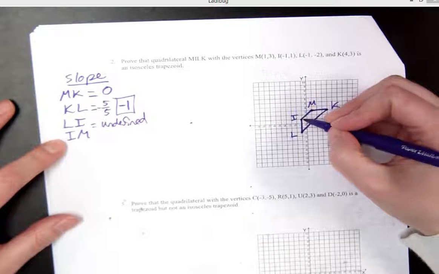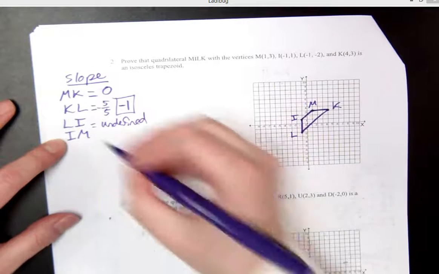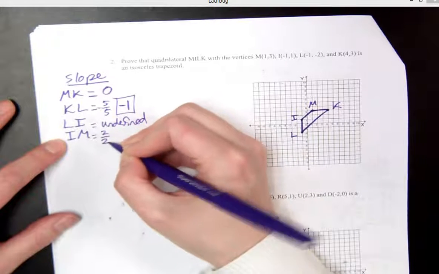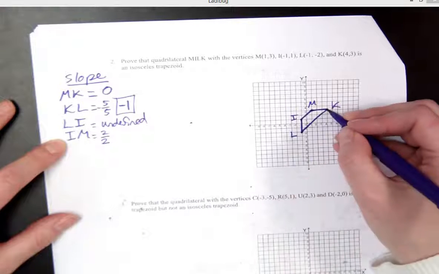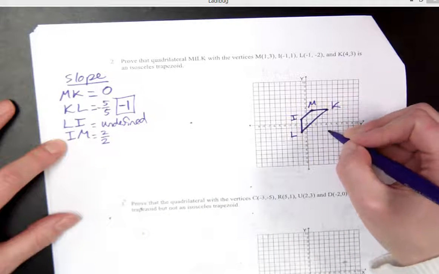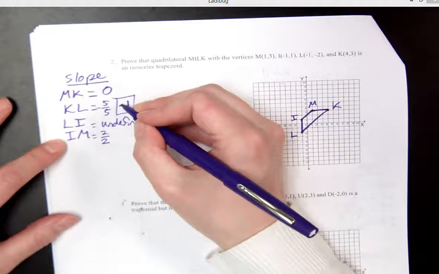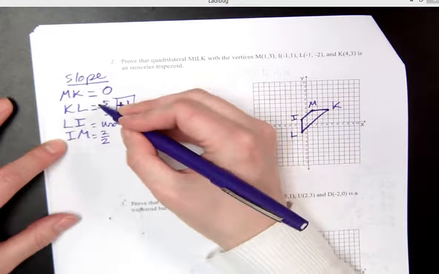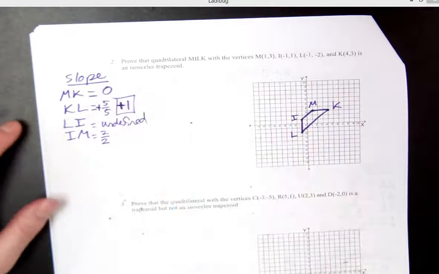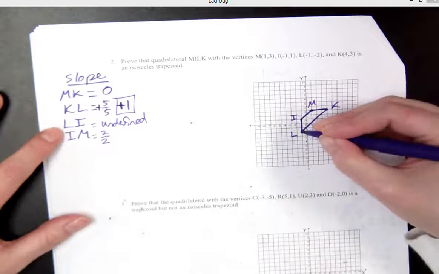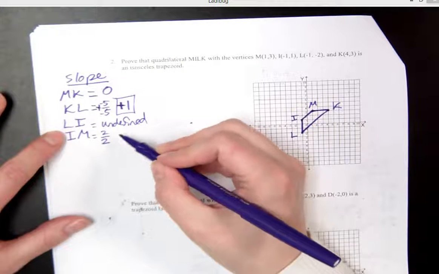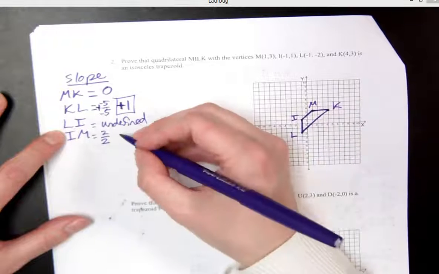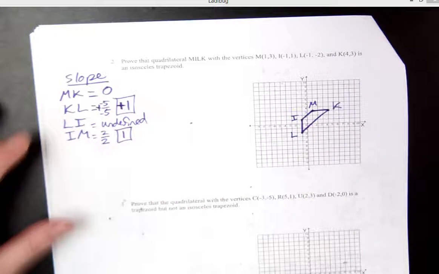And IM, first of all, unreduced is 2 over 2. KL, because we came down... Oh no, it's positive. I'm sorry. That is positive. Thank you for correcting me. Because it's -5 and then -5, so they cancel out the way I counted it. They were both negative. Alright, and then I to M is 2 over 2, so that's +1.